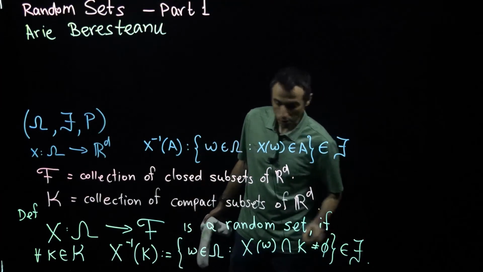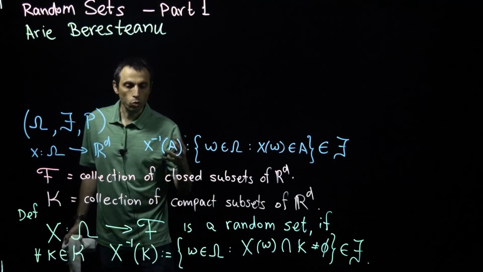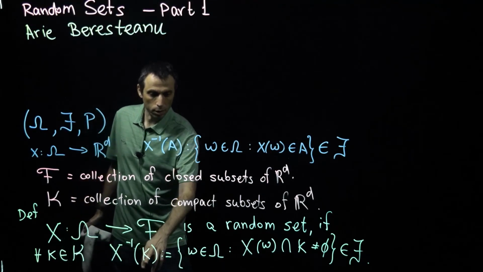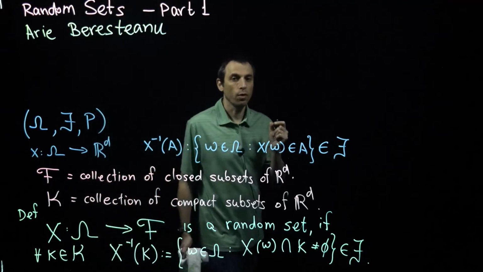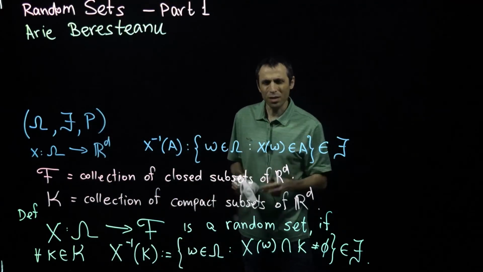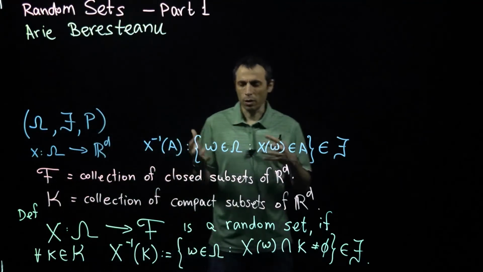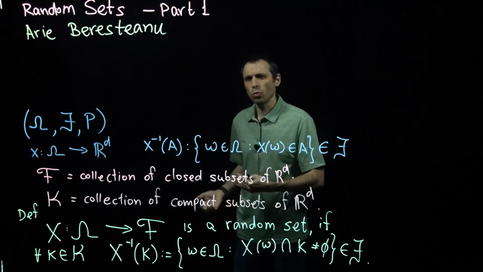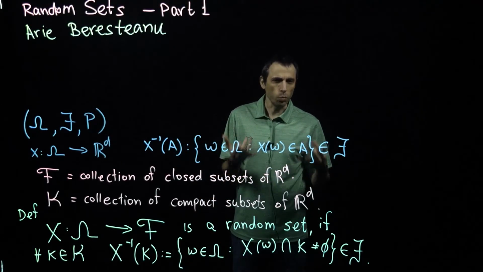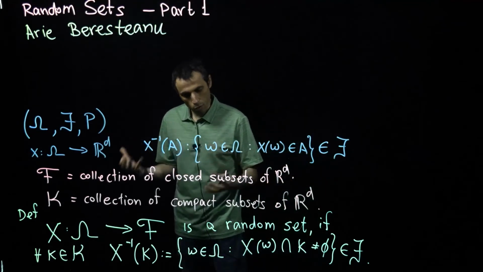Notice that we make this measurability condition not for any closed subset of R^d, but for the compact sets of R^d. That is done in order to avoid some measurability problems, and to make some of the functionals that we would like to work with later on be random variables. And so there is some reason.